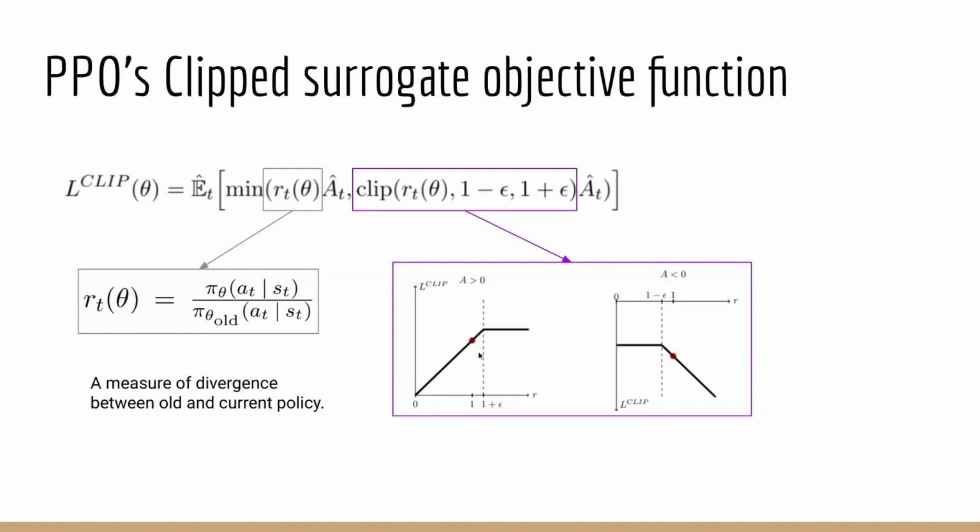This picture is a good visualizer of how we clip the gradient. Basically, a ratio above 1 plus delta will no longer increase the gradient. And similarly, below 1 minus delta will no longer decrease it. So by clipping the ratio, we ensure that we do not have too large a policy update, because the current policy can't be too different from the older one.